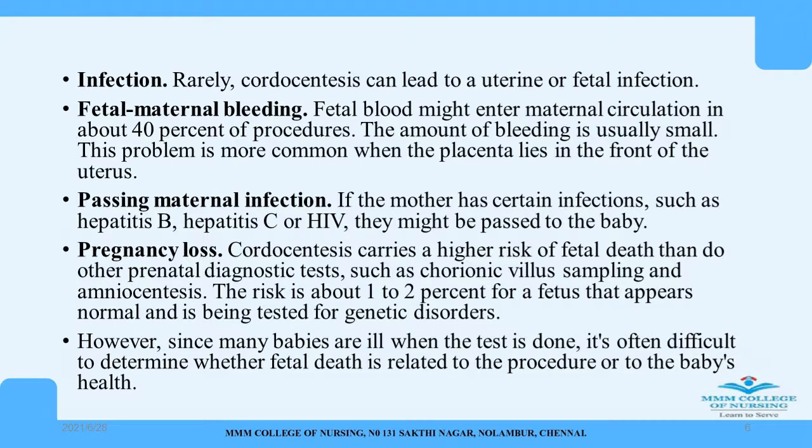Then pregnancy loss. Cordocentesis carries a higher risk of fetal death than other procedures such as chorionic villi sampling or amniocentesis. The risk is about 1 to 2% for a fetus that appears normal and is being tested for genetic disorders. So there is more chance of pregnancy loss in cordocentesis compared to other procedures. However, since many babies are ill when the test is done, it's often difficult to determine whether fetal death is related to the procedure or to the baby's health.